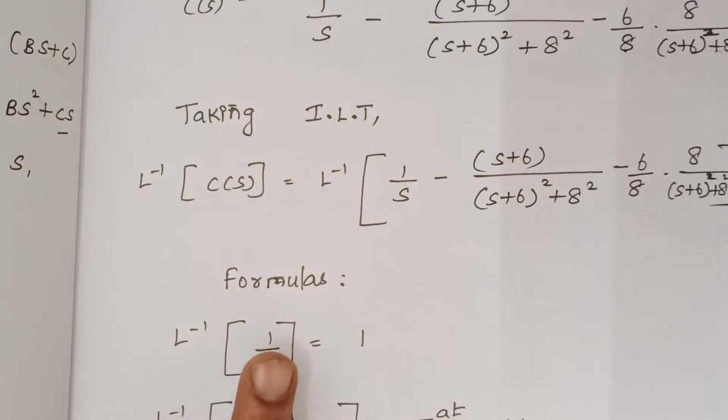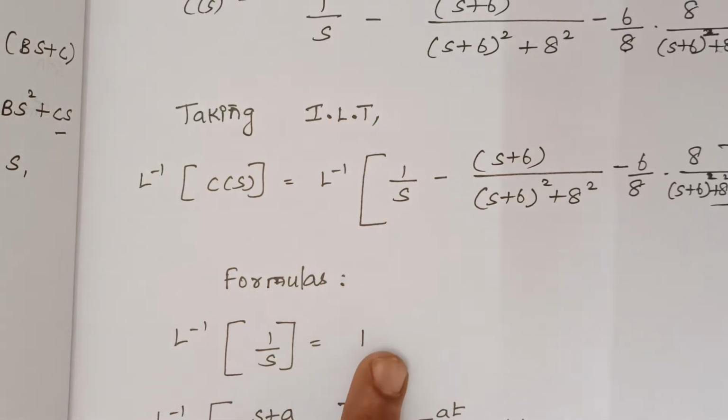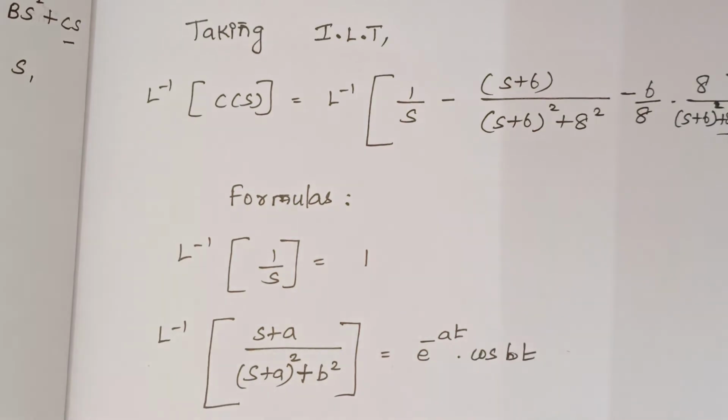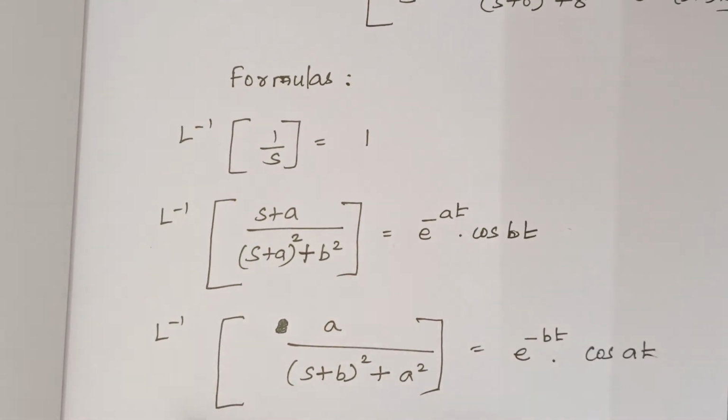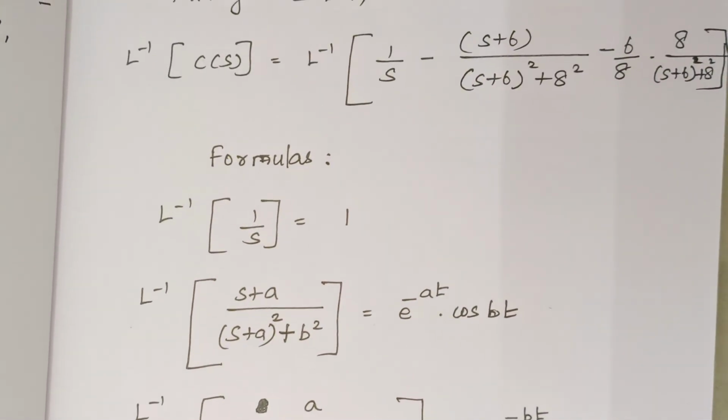So inverse Laplace transformation of 1 by s is nothing but 1. And inverse Laplace transformation of s plus a by s plus a whole square plus b square is nothing but e power minus at into cos bt. These are all just formulas. I hope you people have studied these formulas during your school days. And the next, inverse Laplace transformation of b by s plus a the whole square plus b square is e power minus at into sin bt. Right. So here I am having the expressions accordingly.